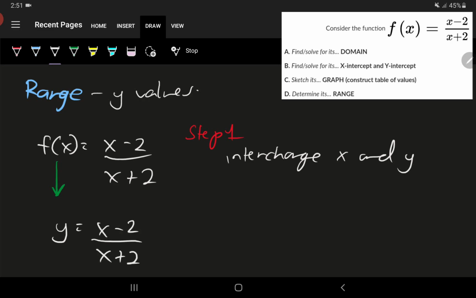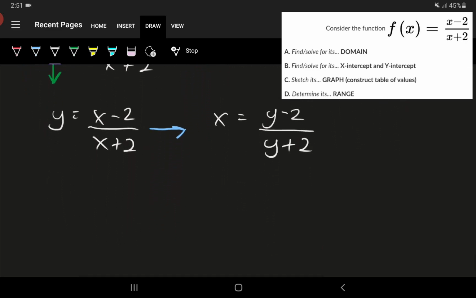Okay? And since we want to interchange the values of x and y for step number 1, therefore it will give us x equals y minus 2 over y plus 2. Okay? So that is our first step. And then step number 2, dear students. Okay? So let's proceed.